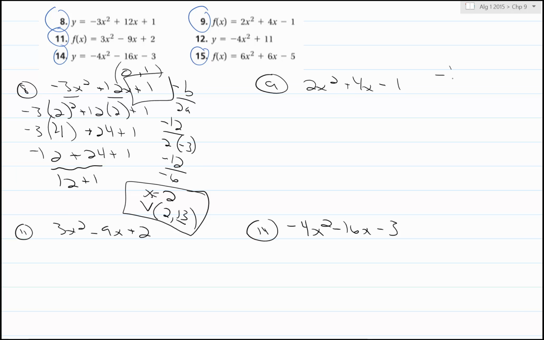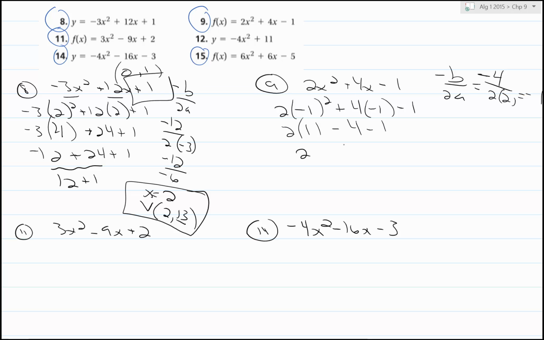Let's try it again, negative b over 2a. So that's negative 4 over top of 2 times 2, so it's negative 1. 2 times negative 1 squared plus 4 times negative 1 minus 1. So it turns into positive 1. So 2 minus 4 minus 1 is negative 2 minus 1, or negative 3.